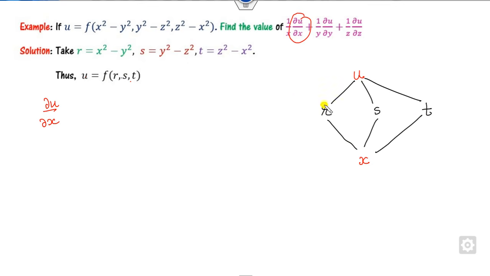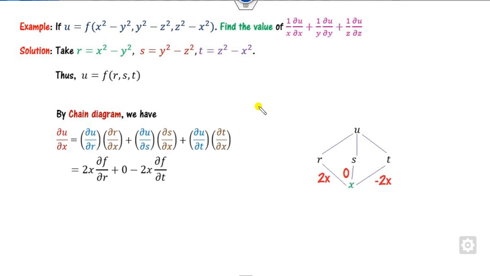So what is the value of u with respect to r? It is nothing but my f dash, or you can say partial derivative of here. So this value is nothing but partial derivative with respect to s. What is the partial derivative of r with respect to x? You can see it is nothing but my 2x. This is my 0 because there is no r, and this is my minus 2x. So what is the answer of this? This is nothing but partial derivative with respect to r, this is with respect to s, this is with respect to t. So now you can see this part, this is a 0.